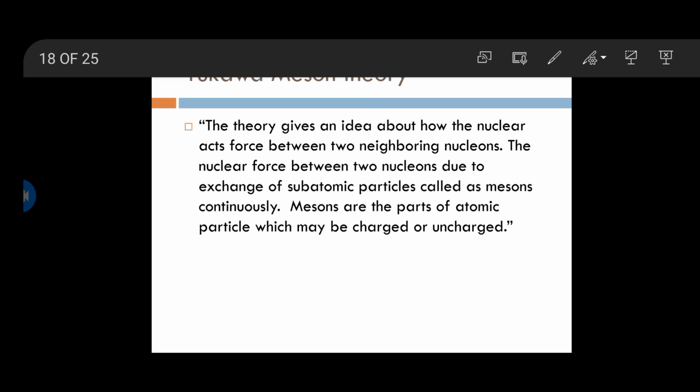Basically, as we discussed in our slides, when two particles, two objects, or two nucleons interact with each other, they exert force on each other. But this exchange of force takes place through some virtual particles. These virtual particles are known as mesons, as described by Yukawa. Mesons are subatomic particles which may be charged or uncharged. There are different types of mesons that we will study in upcoming slides. Mesons carry charge or may be chargeless. The exchange particles that carry the nuclear force during the interaction of the nucleons are known as mesons.